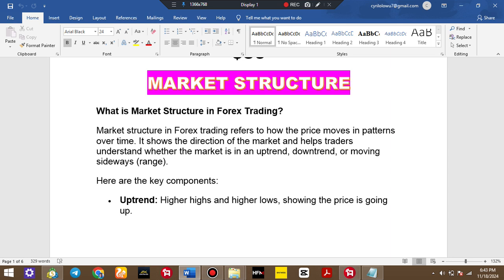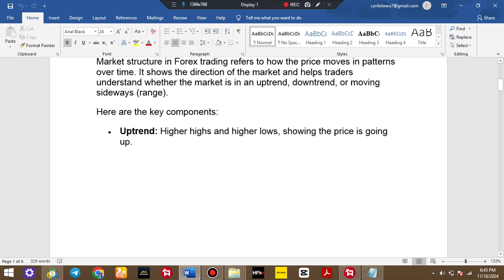uptrend, downtrend, and sideways. Now let's continue with the explanation. Here are the key components. The first one is the uptrend. In an uptrend, price tends to create higher highs and higher lows, showing the price is going up.